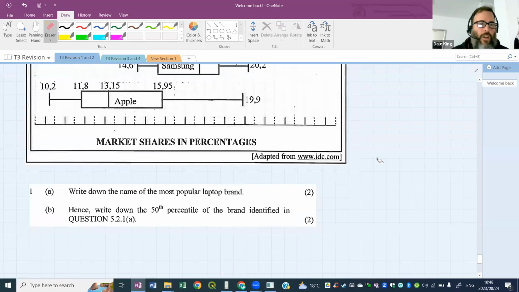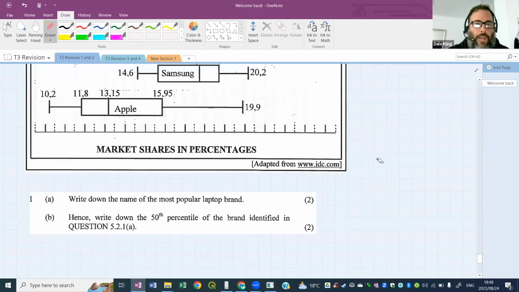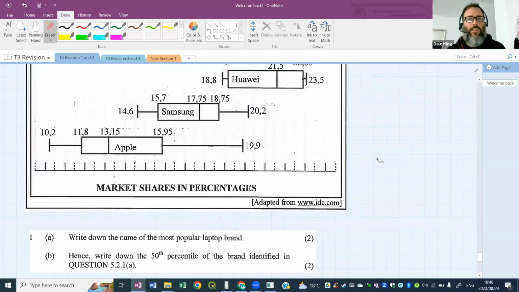Here we go. Write down the name of the most popular laptop brand. Everyone says which one has the most market share, which one has the most customers. Everyone's got to say Huawei. Yes, Huawei, the highest percentage of the market share. 2 marks for you, money in the bag.